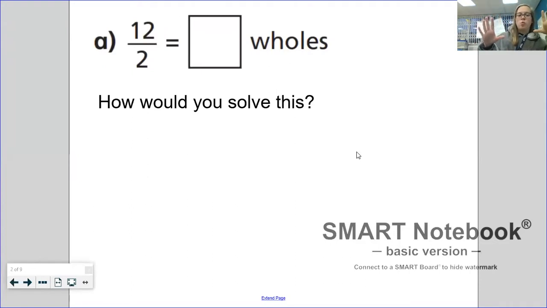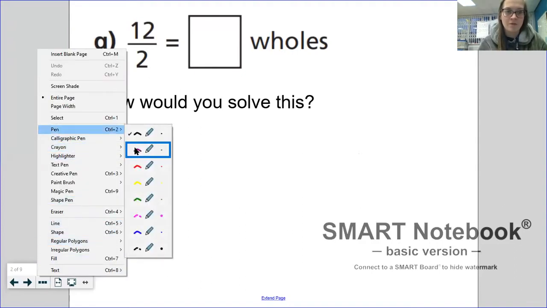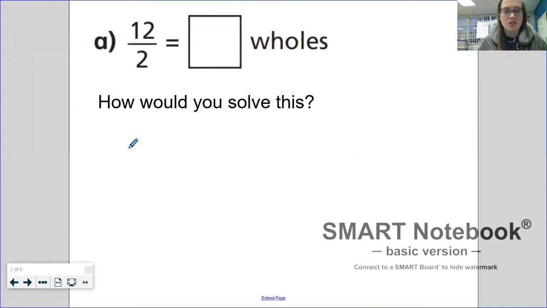Okay, guys. 12 halves equals so many wholes. How would we solve this? Well, what I would do is count in twos to 12. I want to know how many twos are in 12. So how many times do I times 2 to make 12?